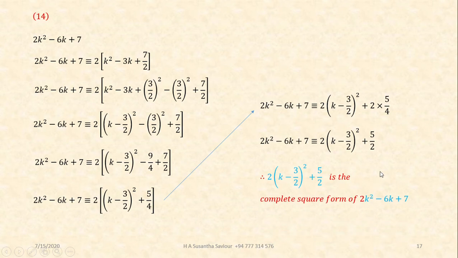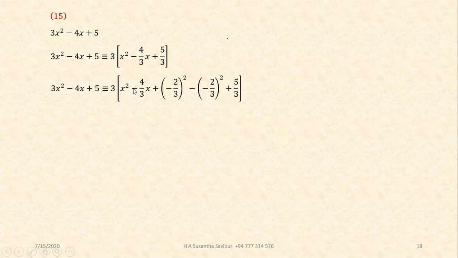Right. So here the difference was there was a 2 in front of this square term. So in order to complete the square, first of all we pull that out. That's all. We look at another example.